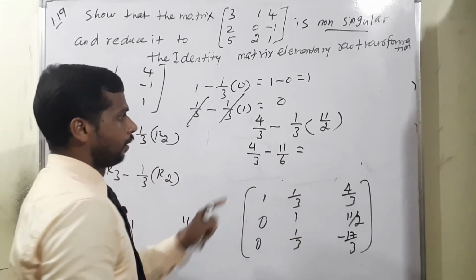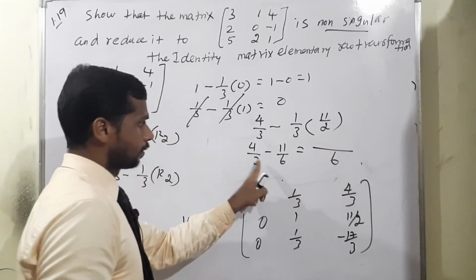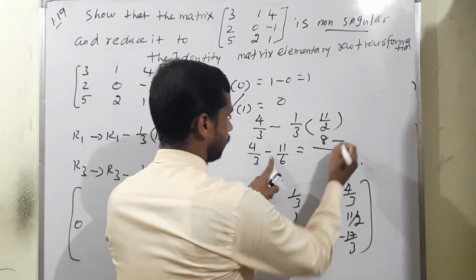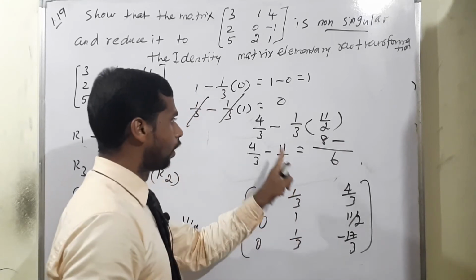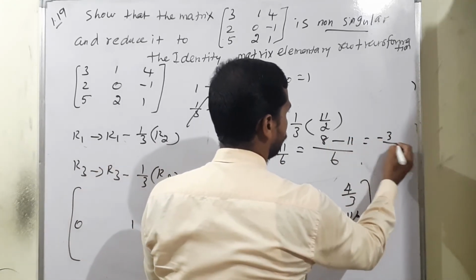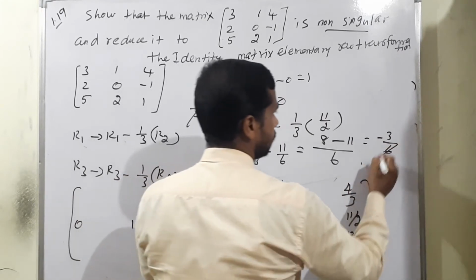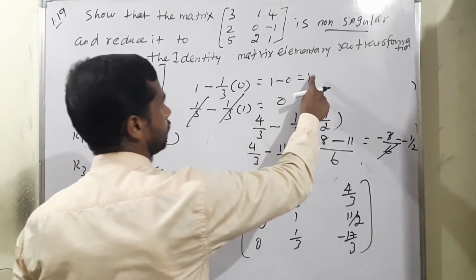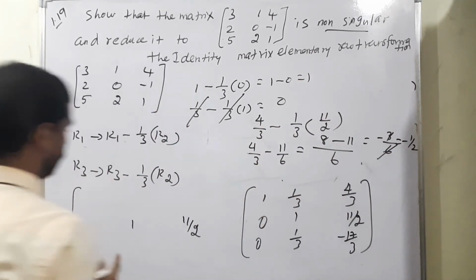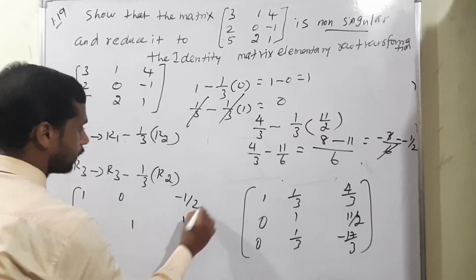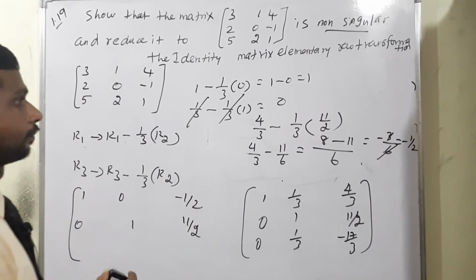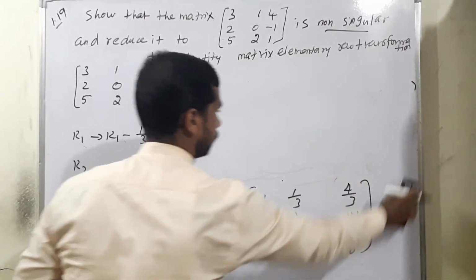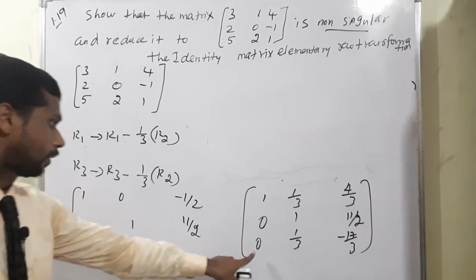Listen very carefully. So common denominator 6, first 6 divided by 3, true. Then 2 into 4 means 8. Now next one, common denominator 6 divided by 6, value will be 1. 1 into 11 means 11. So therefore we can say minus 3 by 6, which we can write as minus 1 by 2, isn't it? Therefore the answer will be 1, 0, minus 1 by 2. Now next one, R3. R3 value is 0 is there.